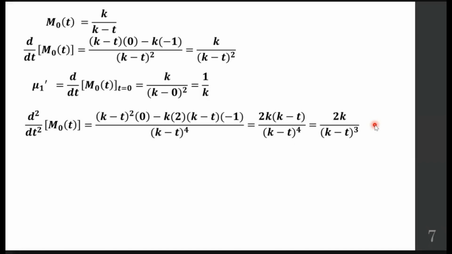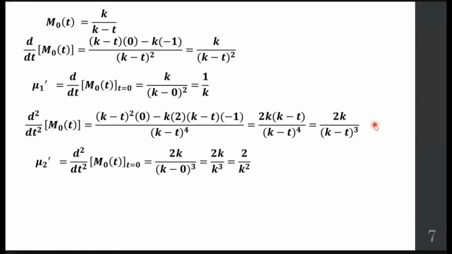Again put t equal to 0 to get mu 2 dash. This method is the same as what we have done for a discrete random variable. So mu 2 dash is equal to 2k upon k cube, that is 2 upon k square. Now calculate the variance.